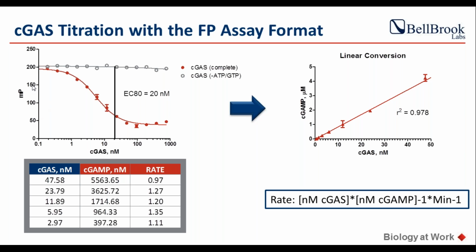So you could take the raw data, which is polarization values, run a standard curve that I just showed in the previous slide with ATP, GTP, and double-stranded DNA, and convert those polarization values into the product formed, which is cGAMP, as you see here. And you get a really good R-square value.